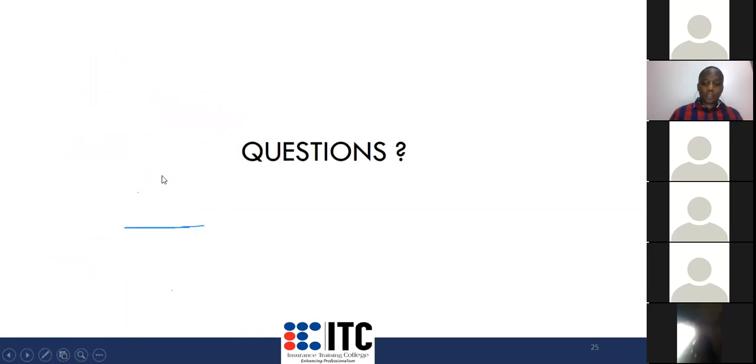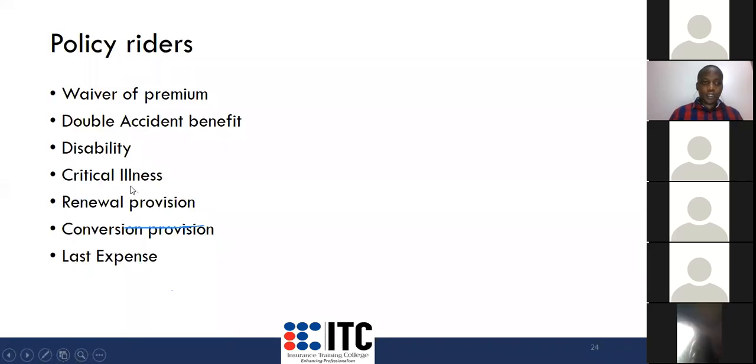And the next one, sorry, we have critical illness. Critical illnesses are illnesses that are actually defined in the policy contract as being critical.